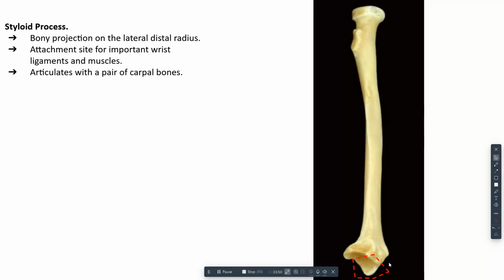So we've now had a styloid process on the radius, on the ulna as well. If you think back to the skull, remember the temporal bone had a styloid process. Now this styloid process is going to be a site of muscle and ligament attachment. Also it is going to help me articulate with a pair of wrist bones.